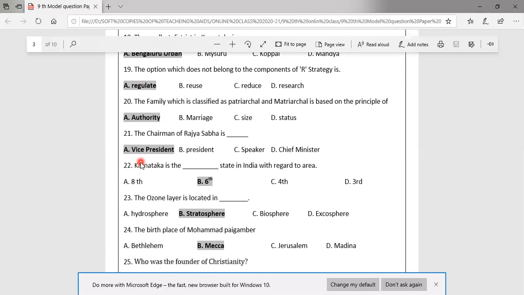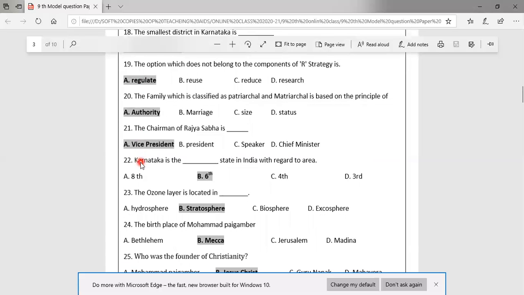20th question is, the family classified as patriarchal and matriarchal is based on the principle of dash. Option A, authority. Option B, marriage. Option C, size. Option D, status. Option A, authority.